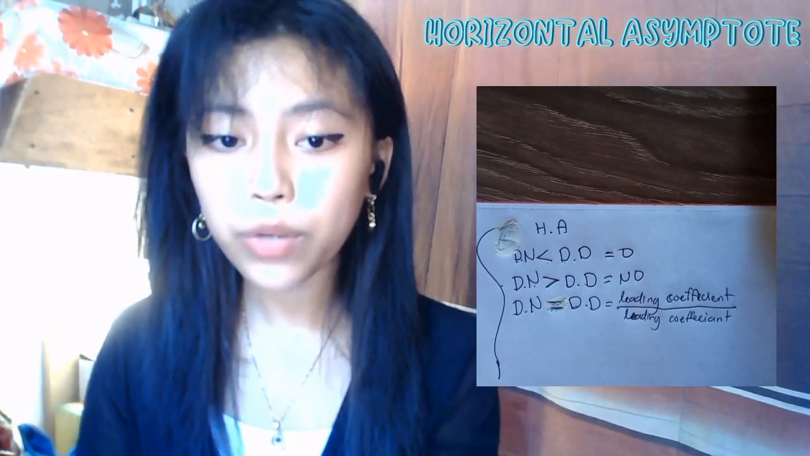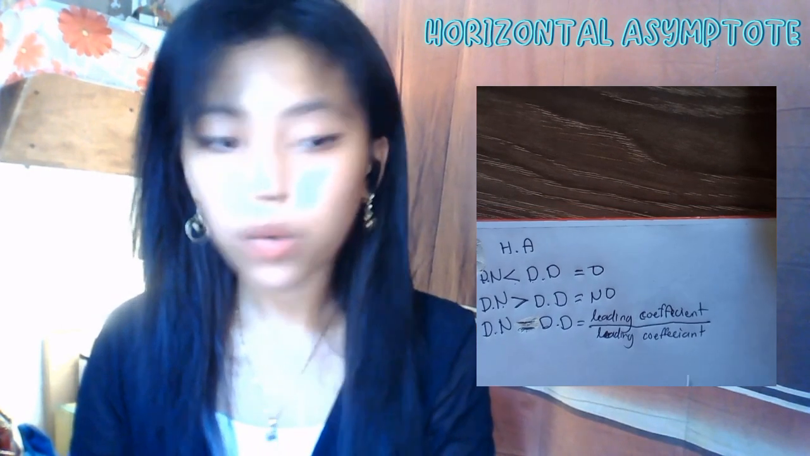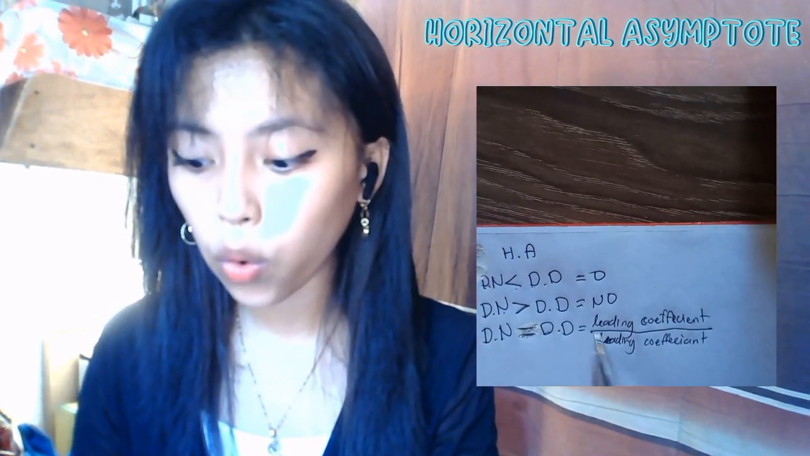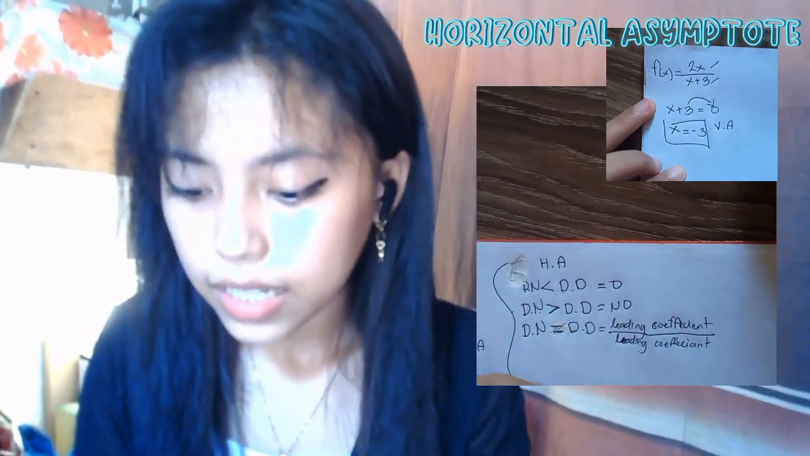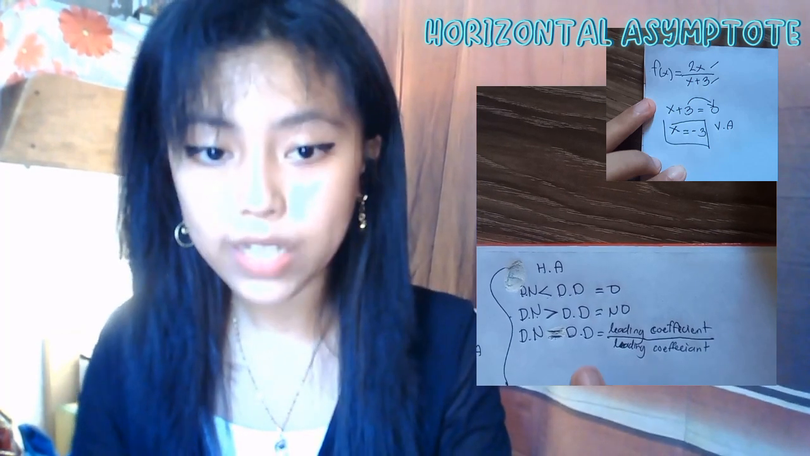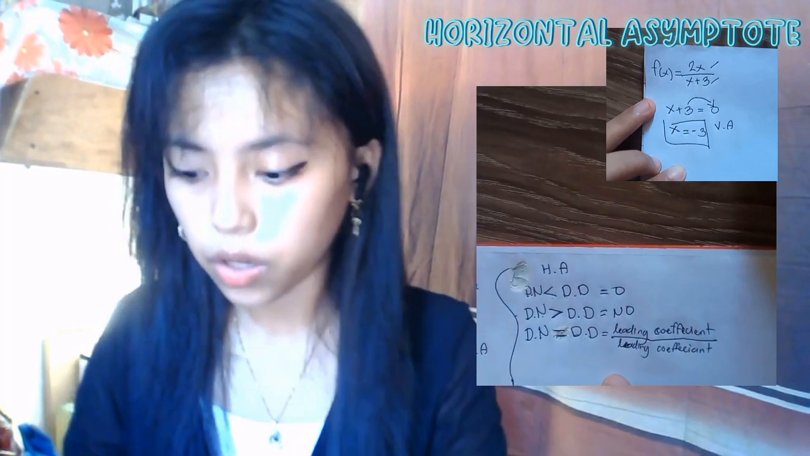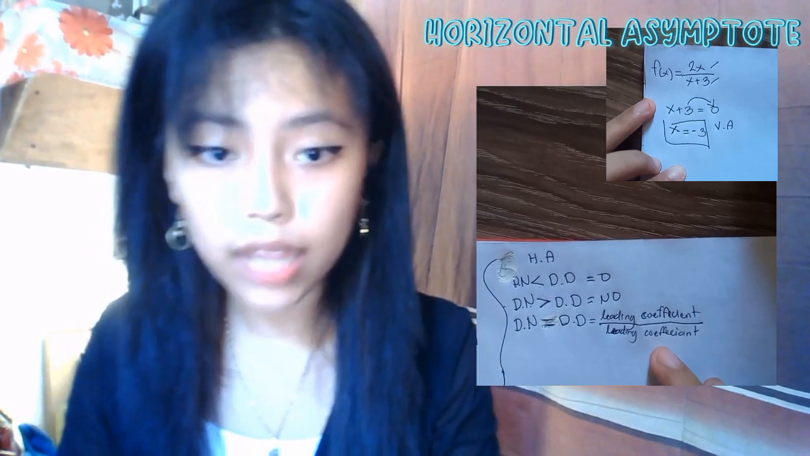And the third statement says that if the degree of our numerator is equal to the degree of our denominator, then we simply get the leading coefficient of our numerator and the denominator. So in our first example, we can see that the degree of our numerator and the degree of our denominator is the same. So we're going to base it on statement number 3.